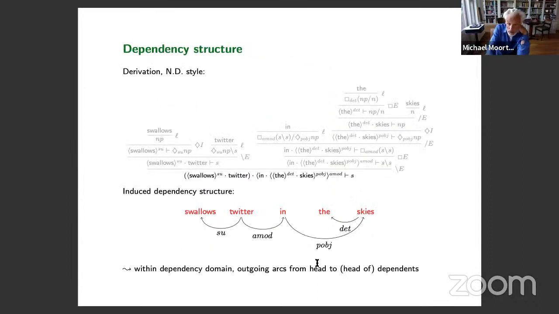So here is the dependency structure, with the derivation in natural deduction style, which I grayed out because I think everybody here will hate symbolic computations. And the important point is that from this derivation, you will be able to induce the dependency structure by just taking, within each dependency domain, outgoing arcs from the head, Twitter in this particular case, to the heads of the dependents. Okay, so that's the double projection of function argument structure and dependency structure.